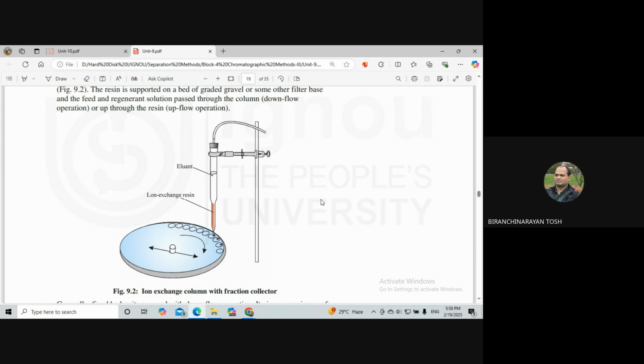So, in a majority of units, ion exchange containers are used as vertical columns filled with the ion exchanger, as shown in the figure. The resin is supported on a bed of graded gravel or some other filter base, and the feed and regenerant solution pass through the column, either downflow operation or upflow operation through the resin.